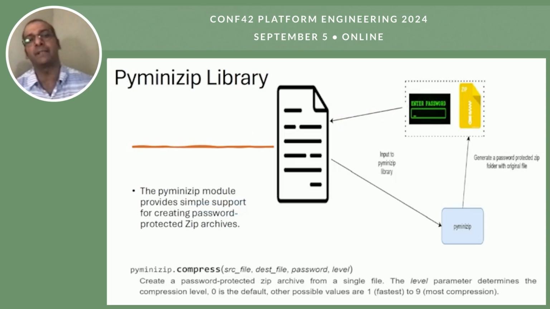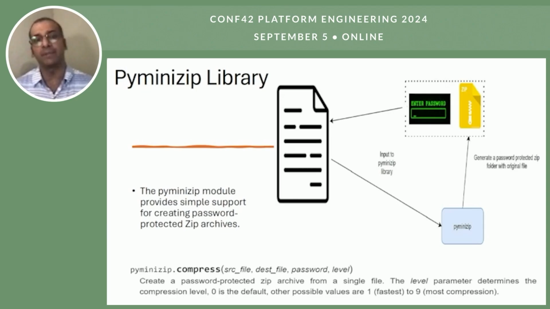Coming to the implementation side, how can we actually implement it? The very simple solution I want to depict today uses the pyminigip library. It's an open source library for Python, and installation is also quite simple. When you use the pyminigip library, you have a file, and it creates a zipped folder. When you try to unzip it, it will ask you for a password. Only the reliable person who has the password can open it. So we are going to implement the first layer of security using the pyminigip library.